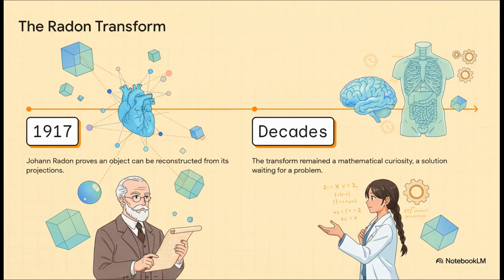So picture this. It's 1917. An Austrian mathematician named Johann Radon comes up with the Radon transform. He had no way of knowing he was laying the groundwork for a revolution in medicine. But he proved mathematically that if you had all the possible projections through an object, think of them as line measurements, you could perfectly reconstruct what that object looked like on the inside. But for decades, this was just a cool math problem, a curiosity.